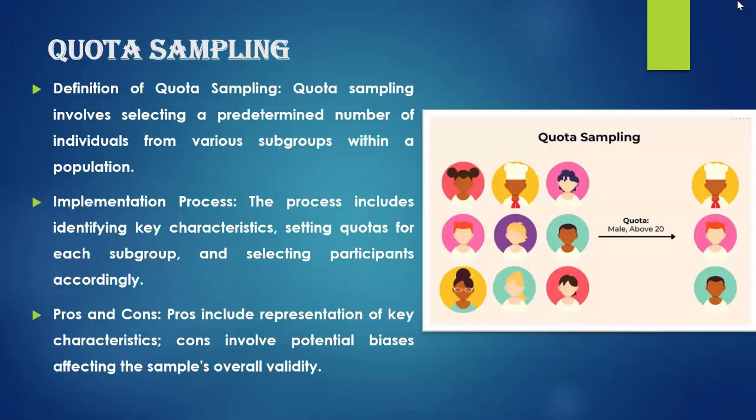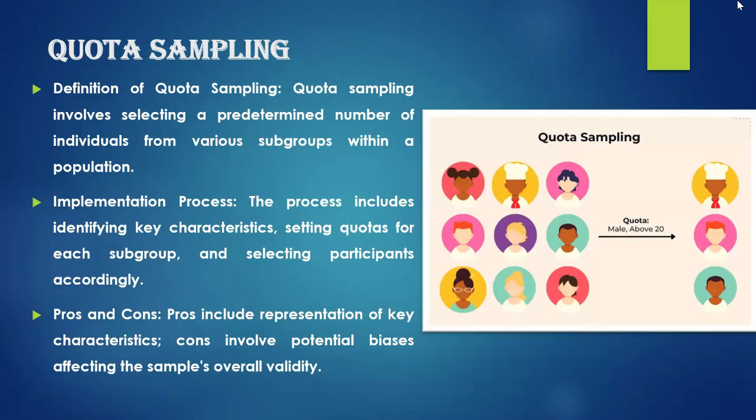Next, we'll see about quota sampling. Quota sampling means the researcher ensures that the sample reflects certain characteristics of the population. It involves selecting a predetermined number of individuals from various subgroups within a population. The process includes identifying key characteristics, setting quotas for each group, and selecting participants accordingly.